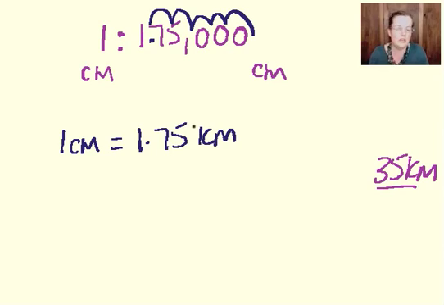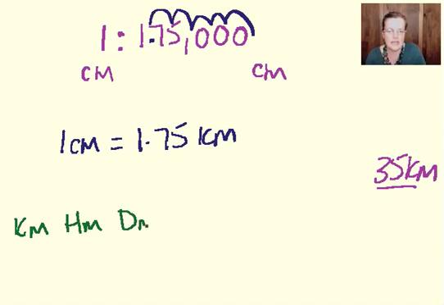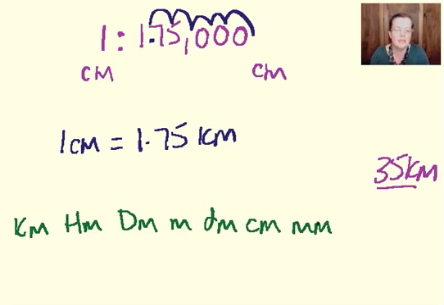But oh, I hear you say, what were those funny words you said? Right, let's go over them. Kilometres, hectometres, decametres, metres, decimetres, centimetres, millimetres. 10 millimetres equals a centimetre. 10 centimetres equals a decimetre. 10 decimetres equals a metre. 10 metres equals a decametre. 10 decametres equals a hectometre. 10 hectometres equals a kilometre.